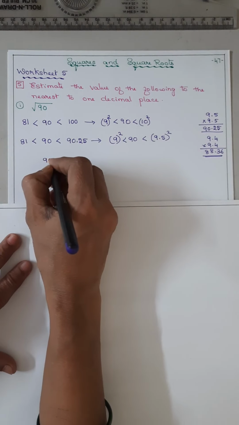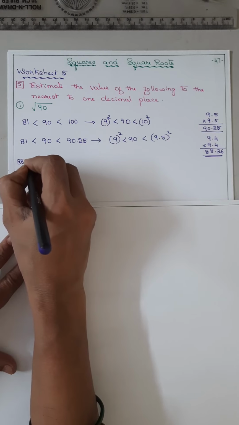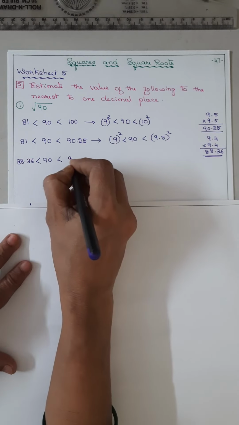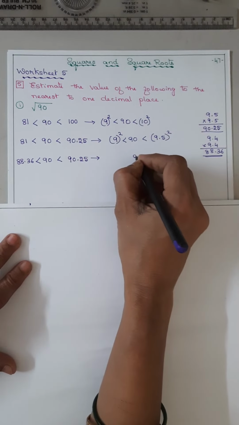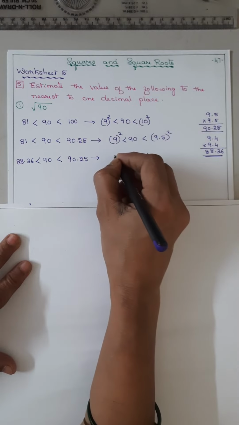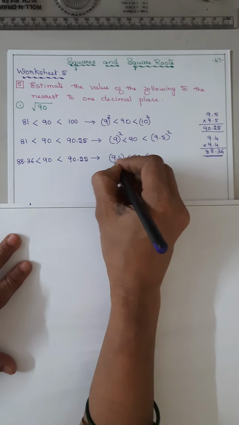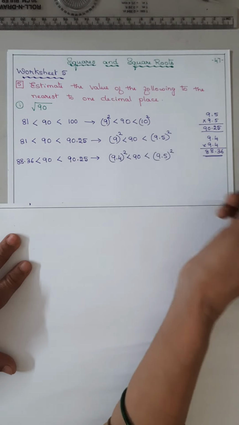Means 90 comes in between 88.36 and 90.25. Means 90 is between 9.4 square and 9.5 square.